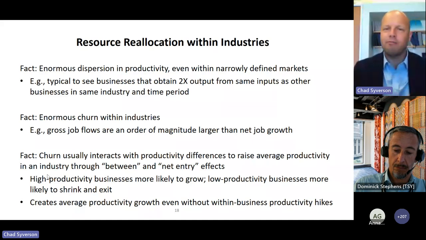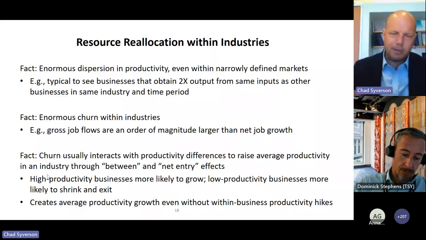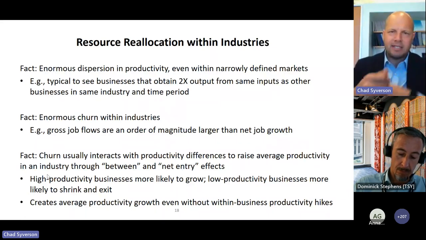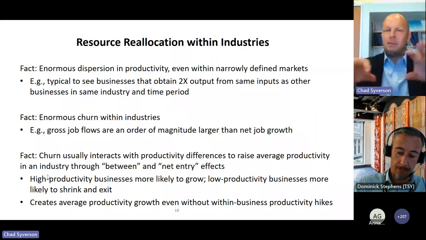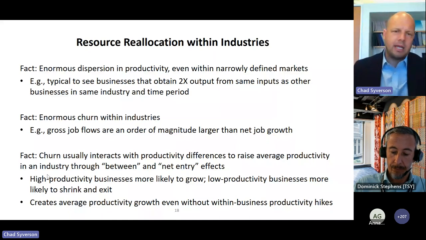Just the amount of reshuffling of inputs and outputs in a market is huge. So you always have this churning process, even if it looks like the surface of the market's kind of calm, there's a whole lot of churn going on underneath. Okay, so that's the second fact.